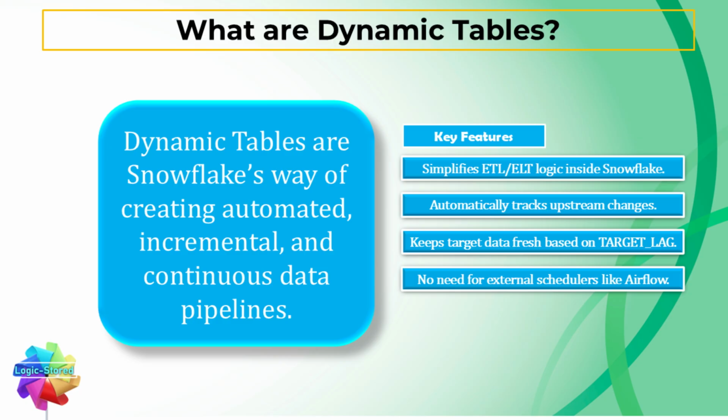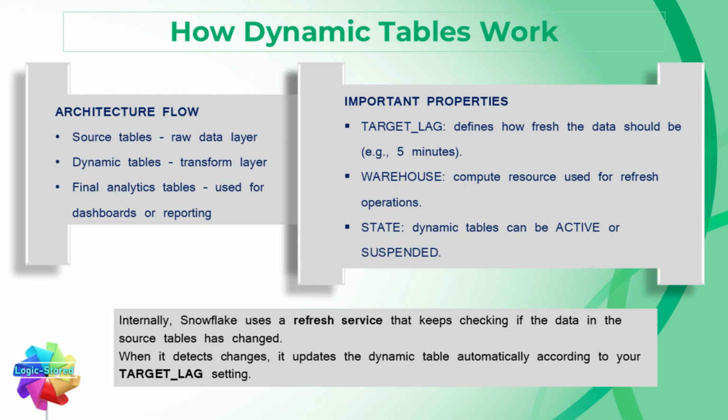For example, let's say you have a raw orders table and you want an aggregated sales summary updated every 5 minutes. Dynamic tables make that happen automatically. Internally, Snowflake uses a refresh service that keeps checking if the data in the source table has changed. When it detects changes, it updates the dynamic table automatically according to your target lag setting.